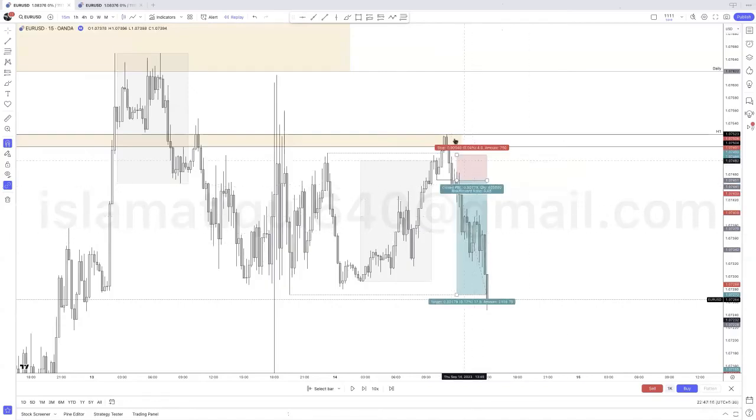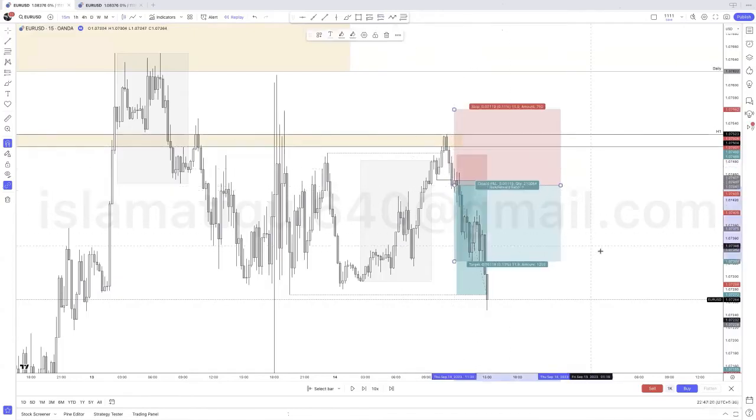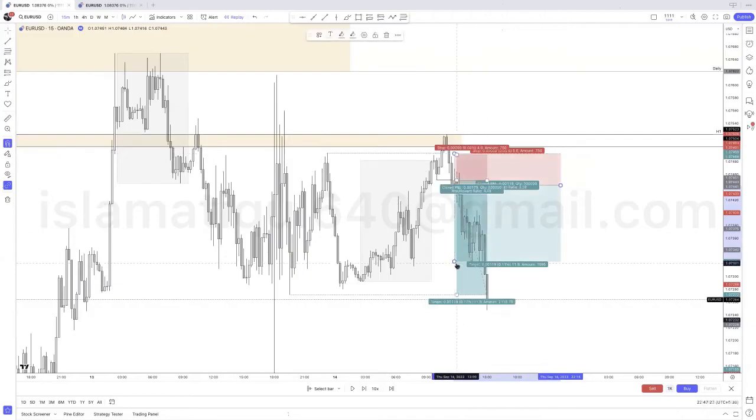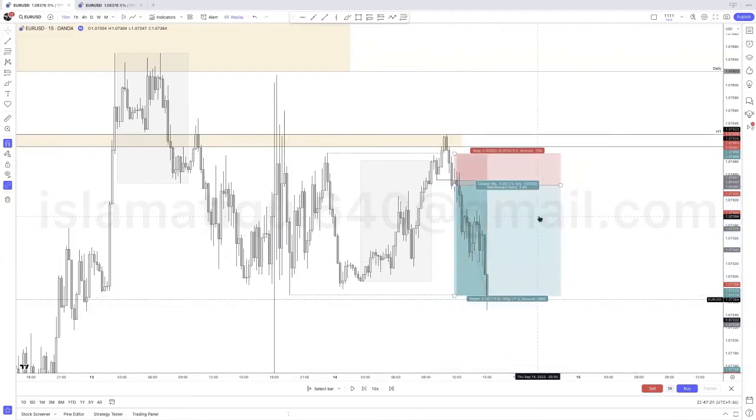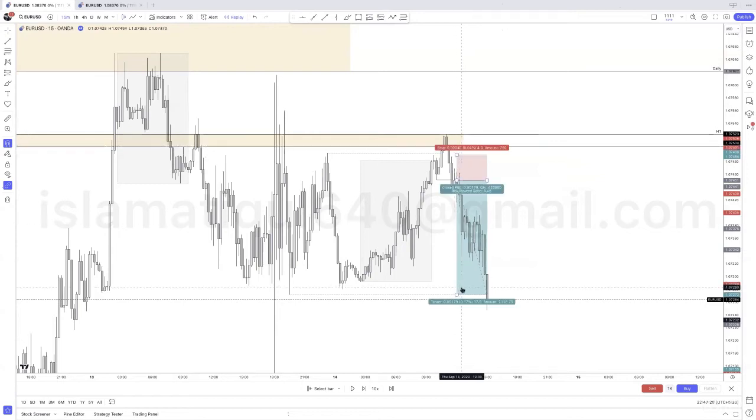I'm missing the entry. That is when entering directly is better. As soon as this candle breaks, you could have entered like this and then targeted somewhere here. And that is a stop loss of 3%, above that candle. Stop loss can be somewhere here.